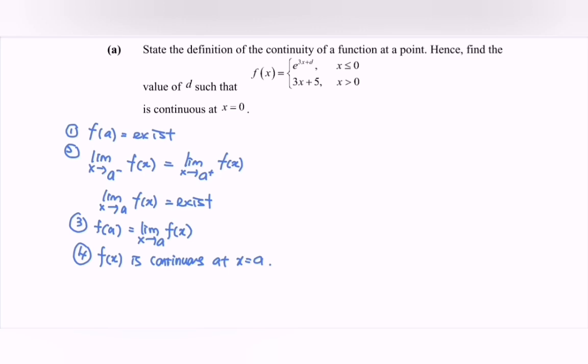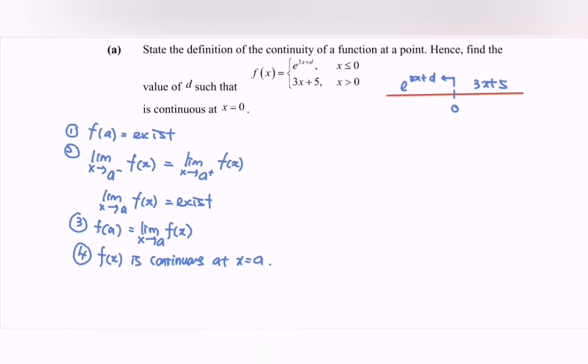So hence, find the value of d such that the function f(x) is continuous at x equals 0. Kindly illustrate the situation on a real number line. Since they already mention that x equals 0 is continuous, kindly focus on the function. For the left hand side, we have exponent 3x plus d. For the right hand side, we have 3x plus 5. Then if x equals 0, we use the function on the left.